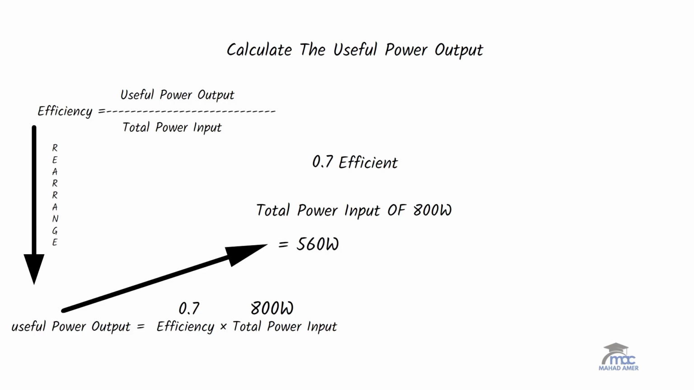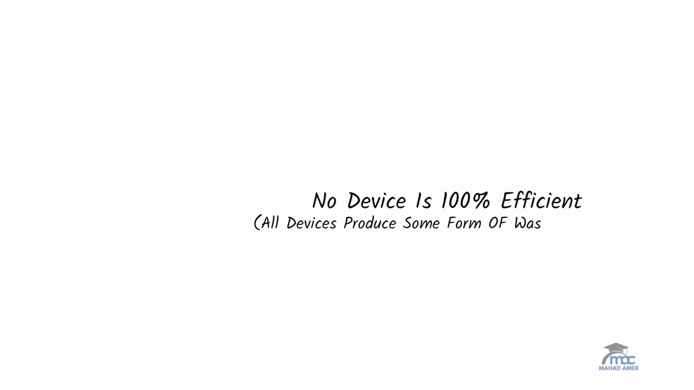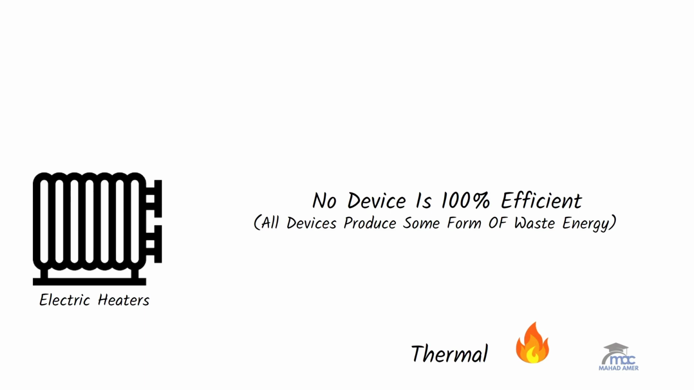Now, one thing that you must remember is that no device is 100% efficient. All devices produce some form of waste energy, and it's mostly in the form of thermal energy. However, there is one exception to this rule: the devices whose purpose it is to produce heat energy in the first place, for example, electric heaters. Even if they produce large amounts of thermal energy, it wouldn't technically be a waste. Instead, it will count as useful output since that is what's required from them in the first place.